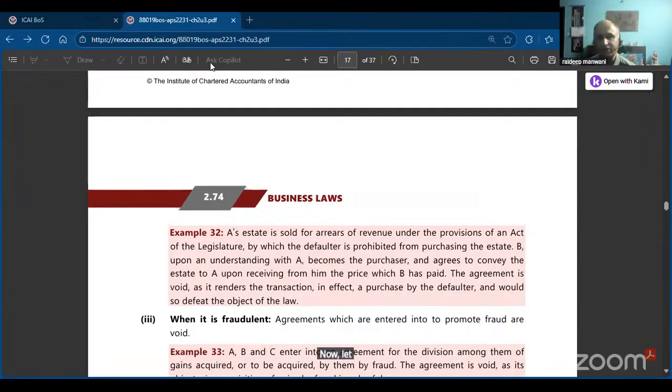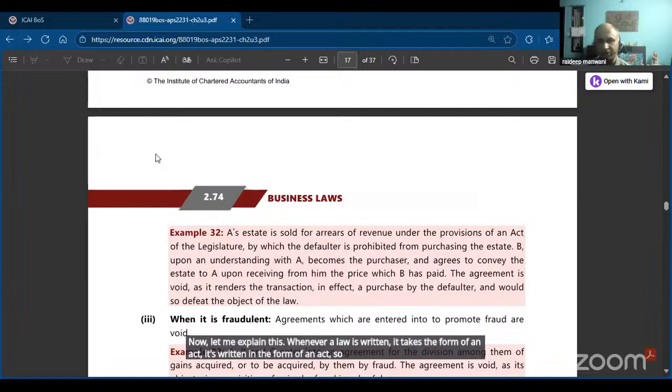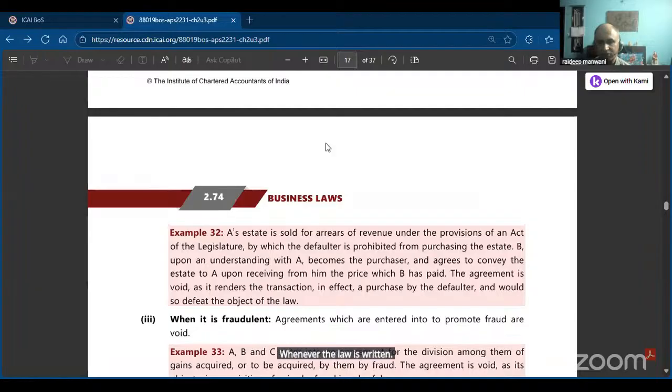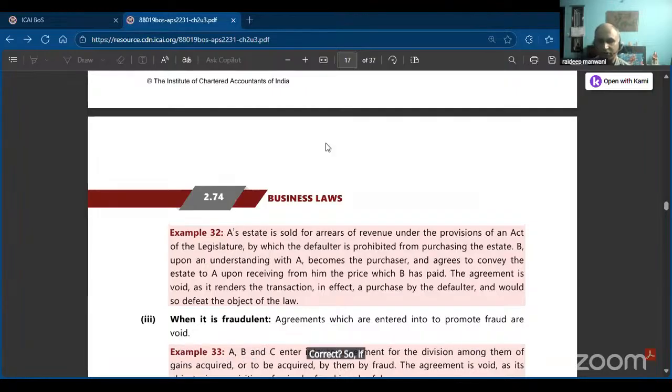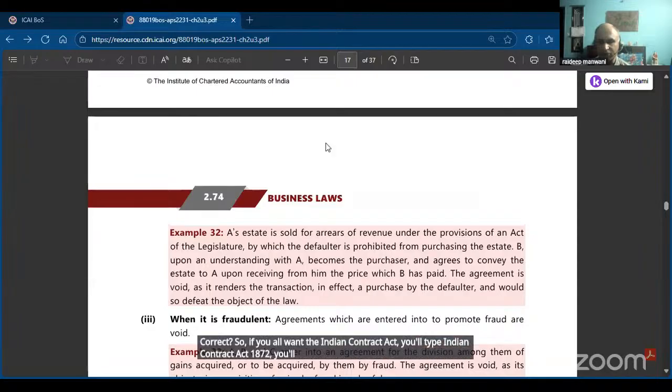Now let me explain this. Whenever a law is written, it takes the form of an act. So the Indian Contract Act is written, section 1, 2, 3. Whenever the law is written, it's called the law in letter. So whatever is written in the act which has been passed by Parliament comes out as a booklet and that becomes the act. If you want the Indian Contract Act, you type Indian Contract Act 1872 and you'll get a PDF document downloaded. It's called the Bare Act.